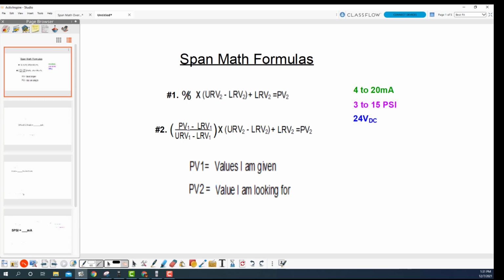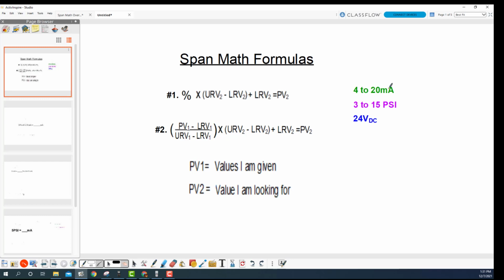When you're given a percentage, you will use formula number one. Number two is when we're looking for a percentage or we're looking to convert from one value to another. Actually, you can use number two at all times, but number one is a little more convenient when you are already provided your percentage. I'm going to show you that in just a second.